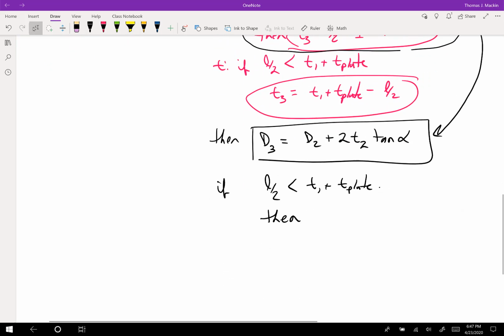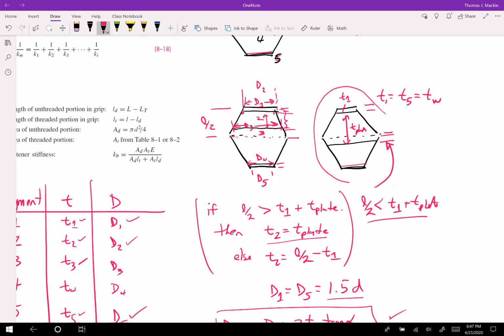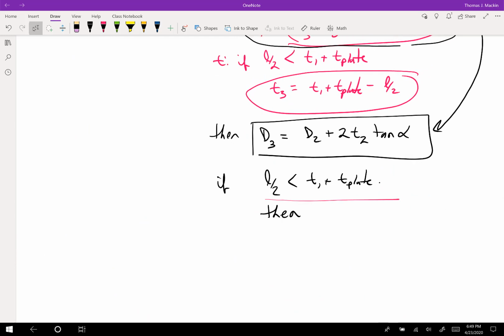So under the conditions where L/2 is less than T1 plus T plate, we'll be looking at this circumstance right here. And we're then trying to find this segment, that's the third segment, and we need this diameter here. That's going to be our D3. Okay, so under these conditions, D3 would simply be, well, we go all the way to where we were before. We go to D2 plus twice T2 tan alpha minus twice T3 tan alpha.